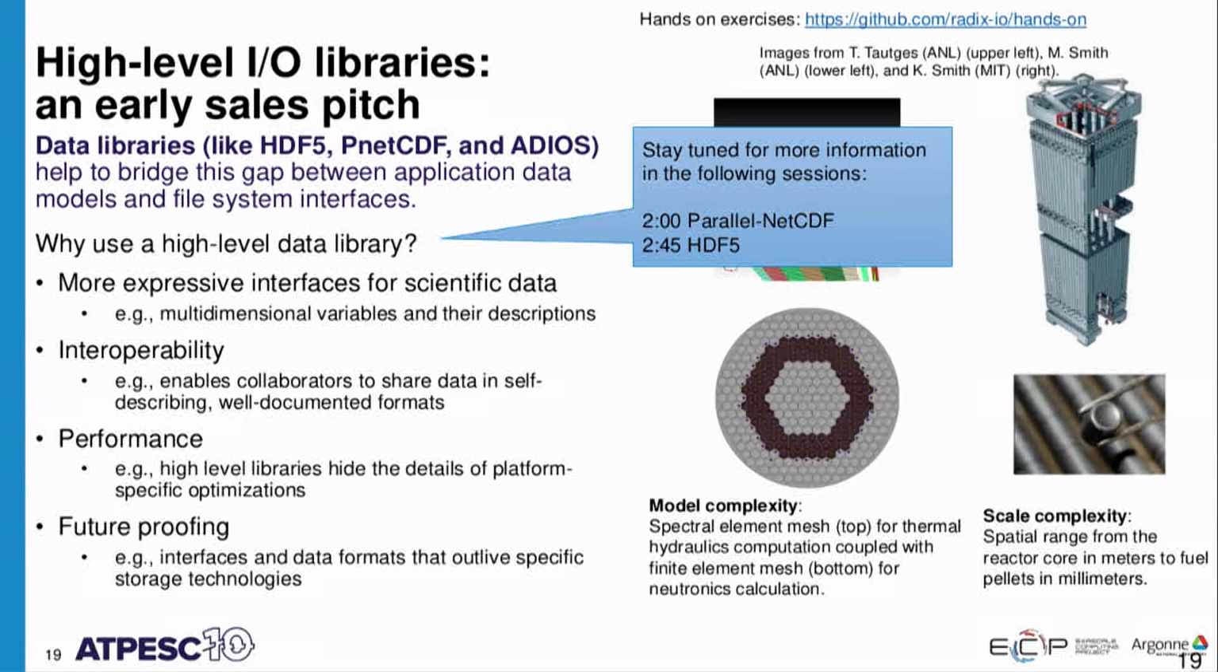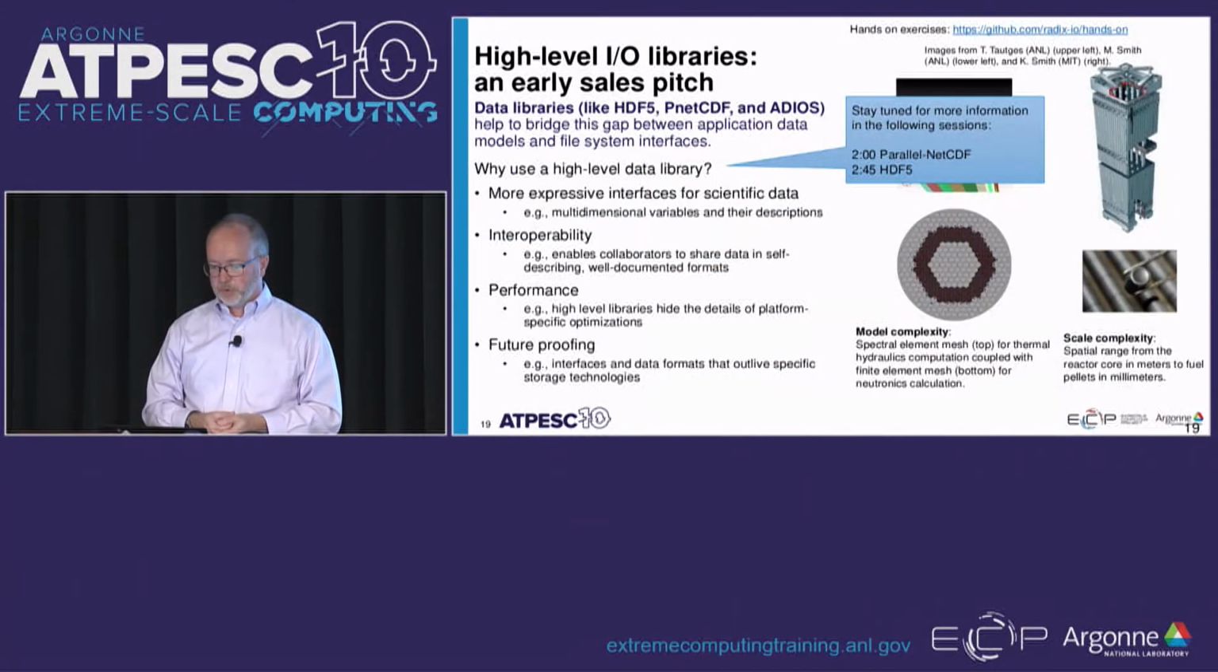Performance. In addition to the file format, these libraries all do some optimizations. They're usually platform specific, and they're adjusted for different platforms as they're deployed. And future-proofing. These data formats live on. They've seen storage technologies come and go, and they'll see storage technologies continue to come and go in the future, and they'll keep working. So we'll be talking specifically about parallel netCDF and HDF5 in particular later this afternoon. But this is why you want to think hard about using those if you're not already.